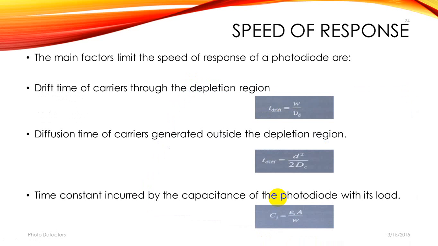Now the speed of response. The main factors limiting the speed of response of a photodiode are the drift time of carriers through the depletion region. The speed of response of a photodiode is fundamentally limited by the time it takes photogenerated carriers to drift across the depletion region. When the field in the depletion region exceeds a saturation value, the carrier may be assumed to travel at a constant or maximum drift velocity Vd.